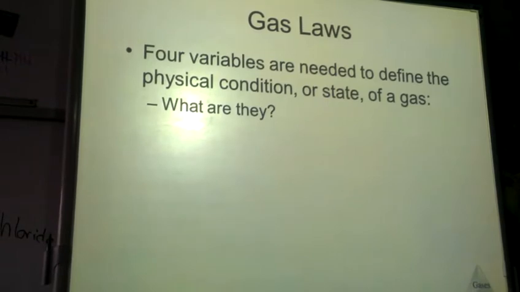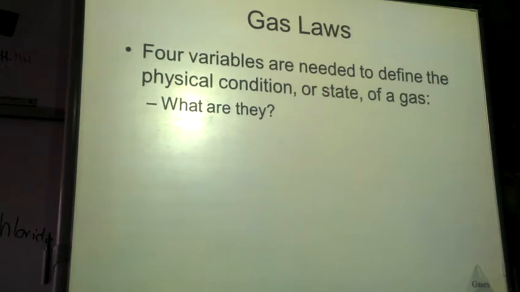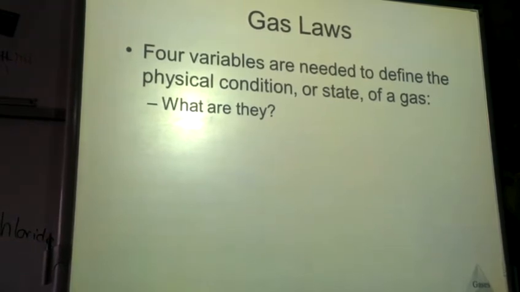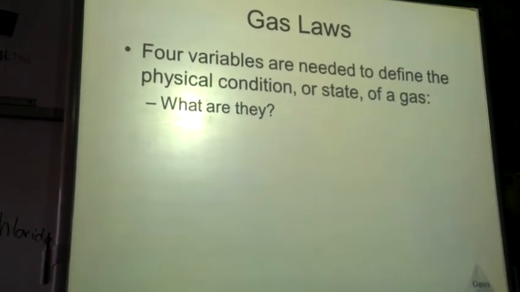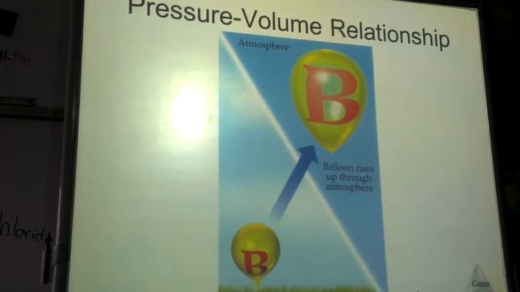So in gas laws, there are 4 variables that we need to define the physical condition or state of a gas. Those variables are pressure, temperature, volume, and number of moles. So everything in the ideal gas law is one of the variables that we need to define the state of a gas. If some of those things are constant, that's where we're going to see our different gas laws. So for example, our pressure-volume relationship is Boyle's law. We know that Boyle's law is just P1V1 equals P2V2.